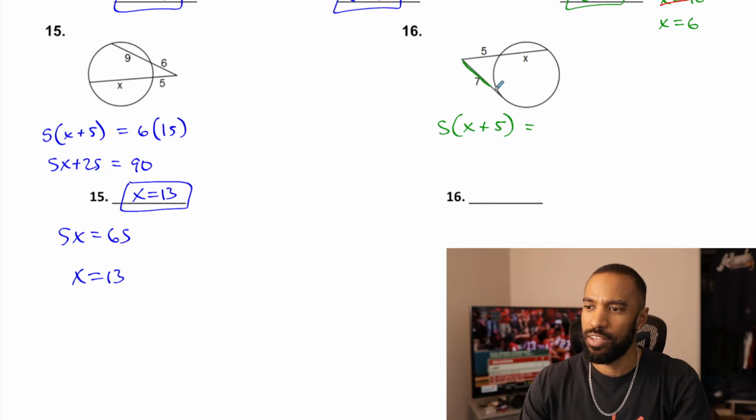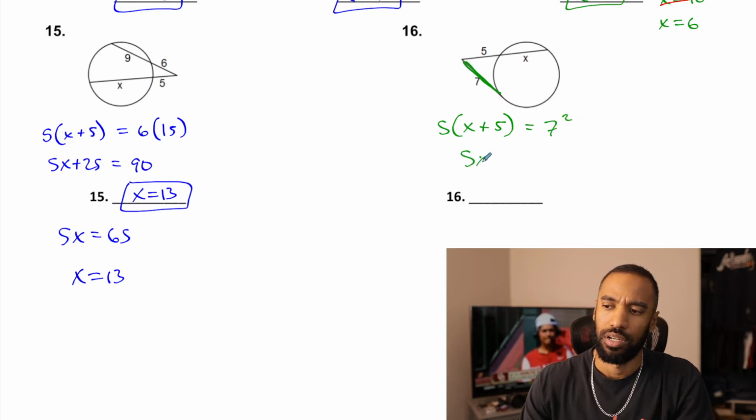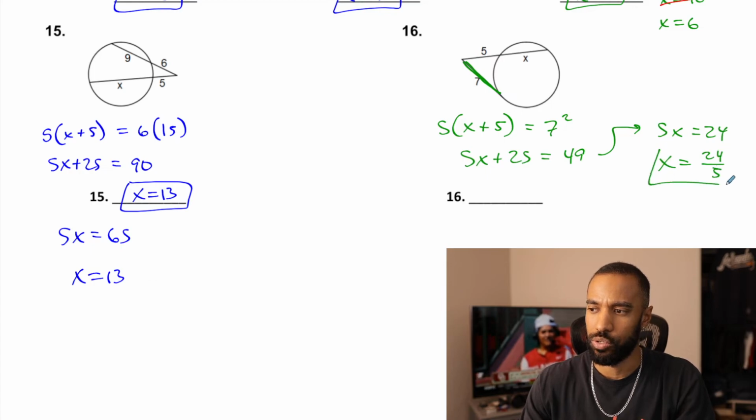Now here, the outside is the same thing as the whole. 7 times 7, right? 7 squared. So 5x plus 25 equals 49. Oh, 5x equals 24 and x equals 24/5. That's as reduced as you can get.